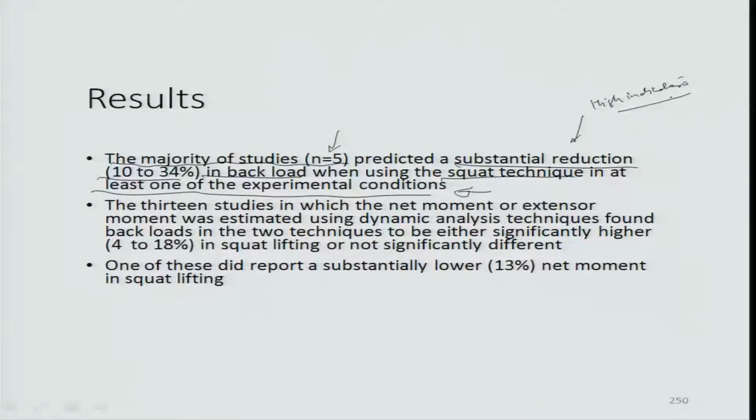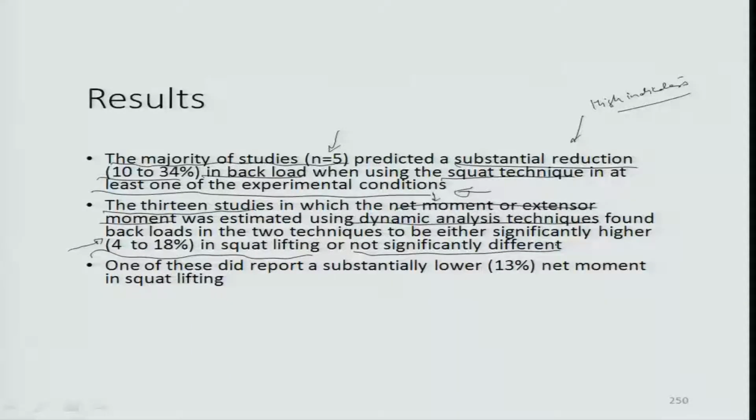related predictions. About 13 studies were conducted in which the net moment or extensor moments are individual joint moments. Net moment is, when all these joint moments take place, what is going to be the net moment of the whole system. They were estimated using some dynamic analysis technique, some modeling technique, and they found the back loads in the 2 techniques to be significantly higher in squat lifting, 4 to 18% namely, particularly when we are talking about the net moment, but the extensor moment, which is only a local phenomenon around a joint. Let us say there is a joint and the joint exerts a certain amount of moment which performs the bending about that joint. So that is not significantly different.